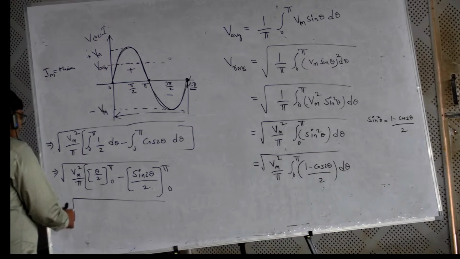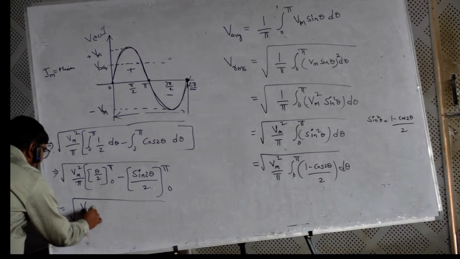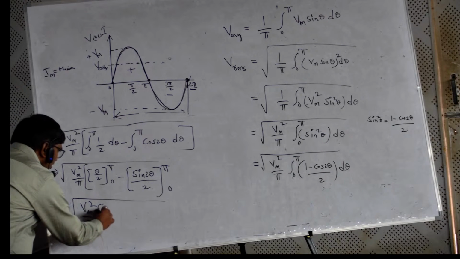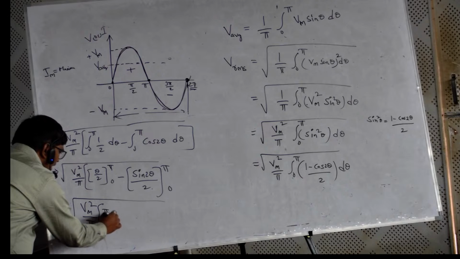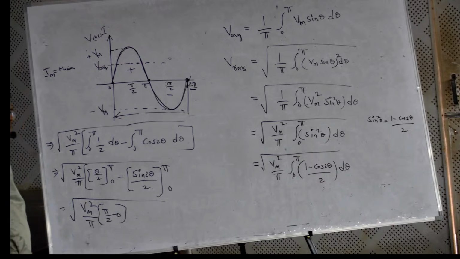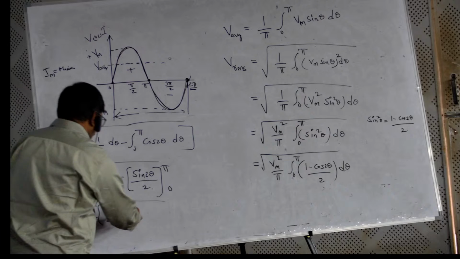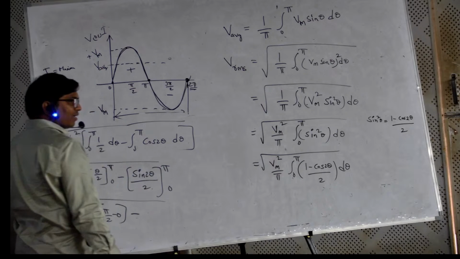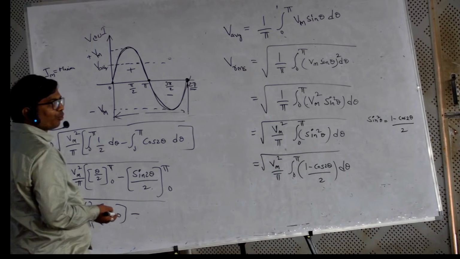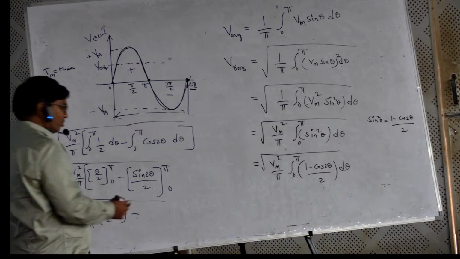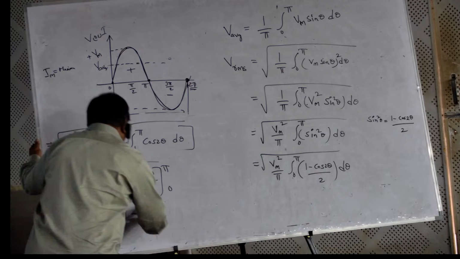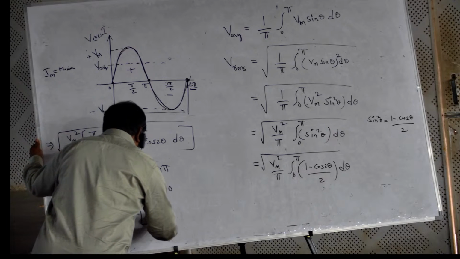Now, Vm square by pi times pi by 2 minus 0, minus sin 2 pi by 2 minus sin 0. How much is sin 2 pi? 0. Sin 0 is 0. So 0 minus 0 is 0.